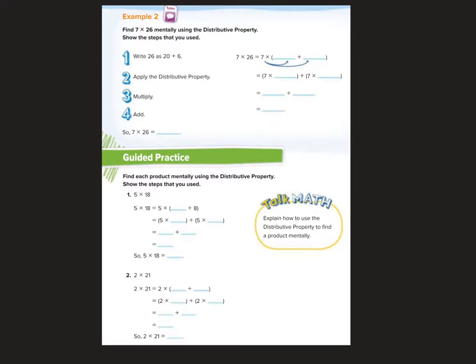Okay, let's look at the next one. Find 7 times 26 mentally using the distributive property and show the steps you used. So if I'm going to write 7 times 26, first I'm going to write 20 plus 6. I'm going to do 7 times 20, I have to write it again, plus 7 times 6. 7 times 2 is 14. Bring down my 0. 7 times 6 is 42. 140 plus 42 is 182. So 7 times 26 is 182.